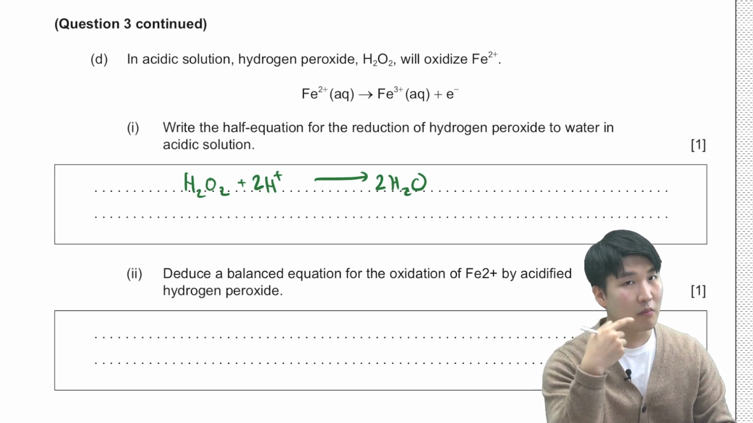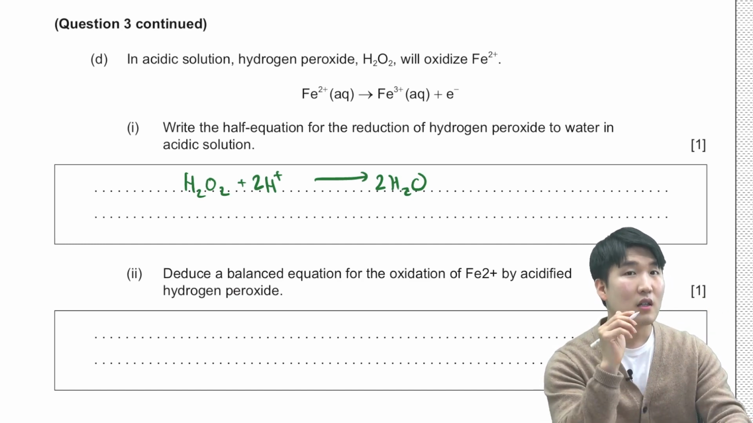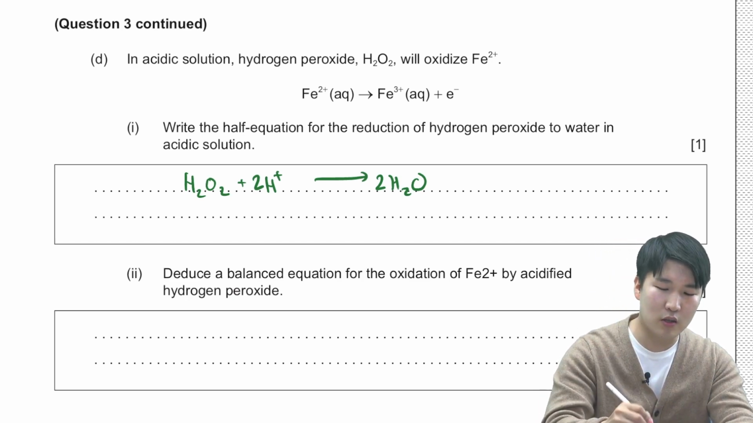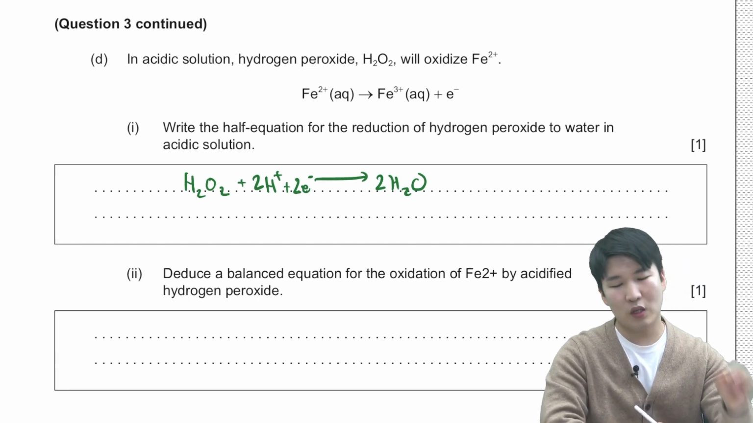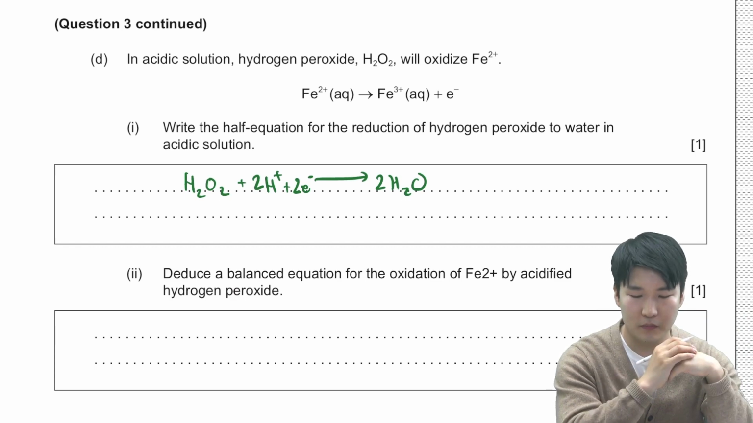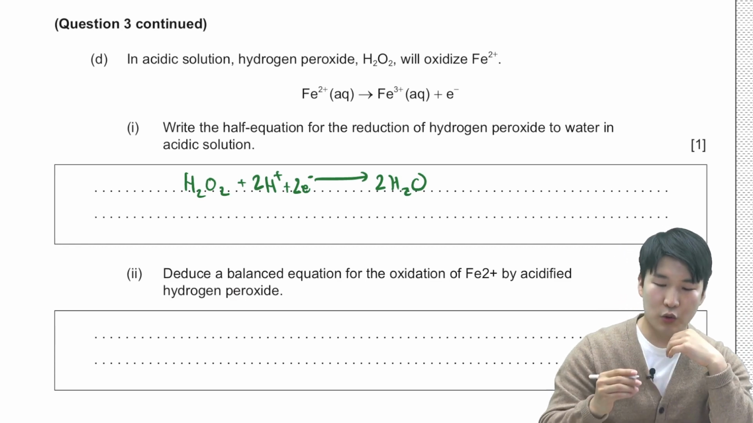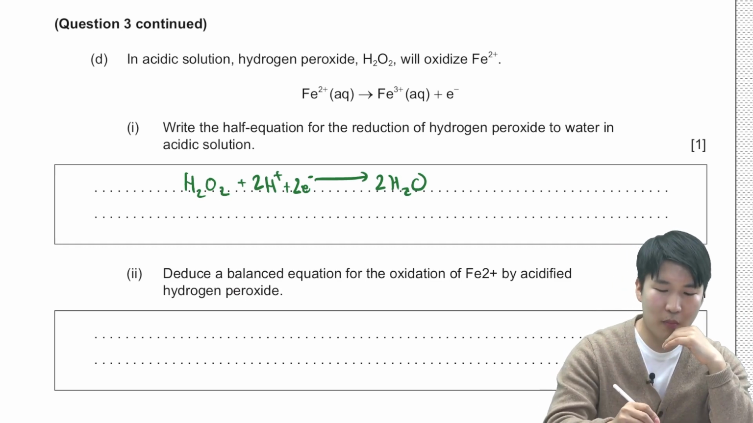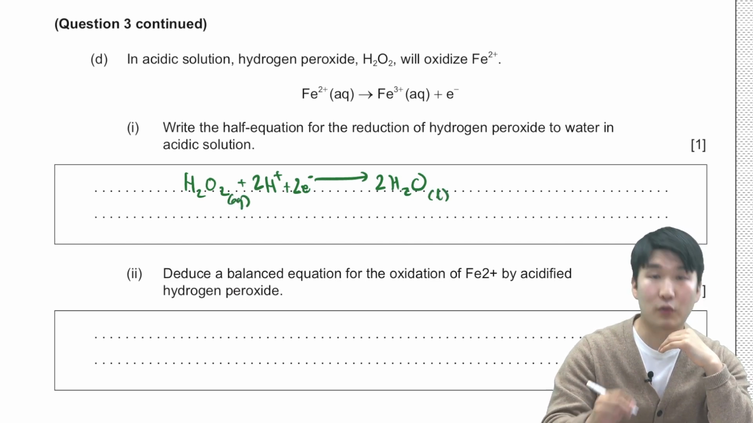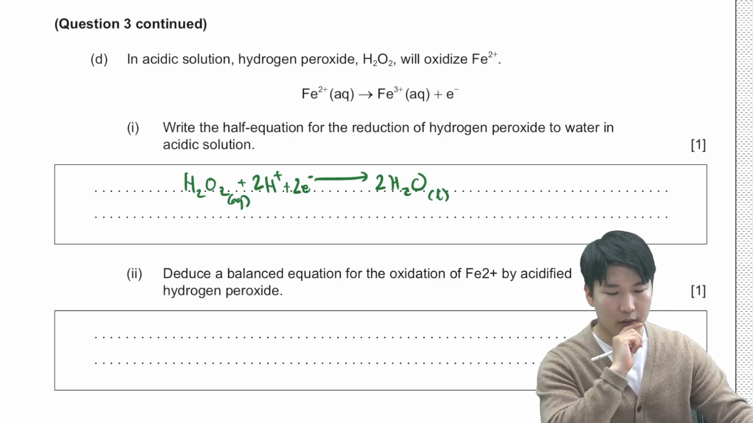Well, let's rethink about the purpose of this reaction. The purpose of this reaction is to reduce hydrogen peroxide. And how do we reduce hydrogen peroxide? Well, we're going to add electrons. And we're going to add 2 electrons to make sure 2 positives are neutralized by 2 electrons. Also, let's make sure we add the state symbols. We're going to make sure hydrogen peroxide is in aqueous state to become liquid state of water.